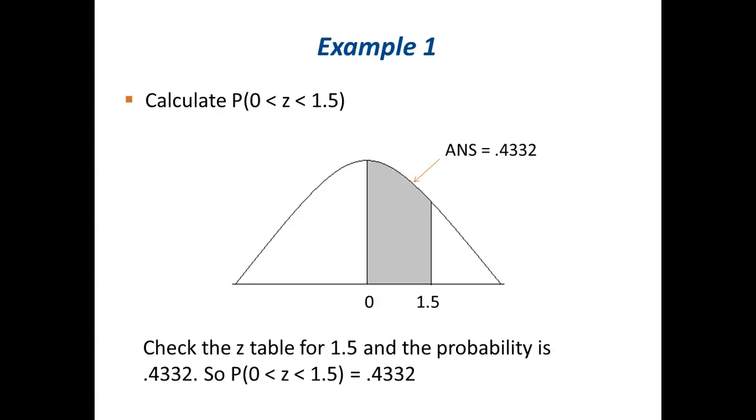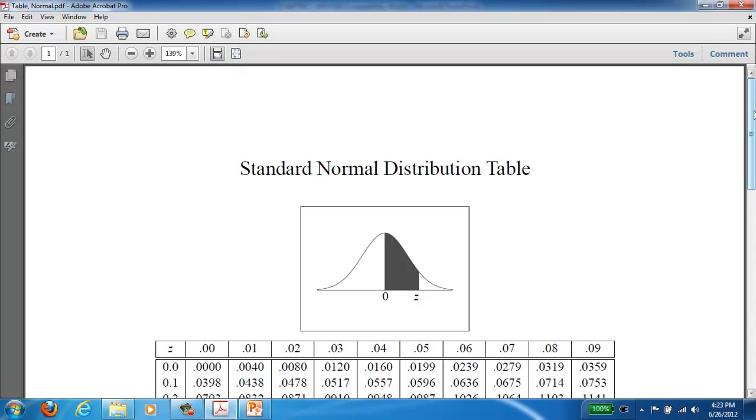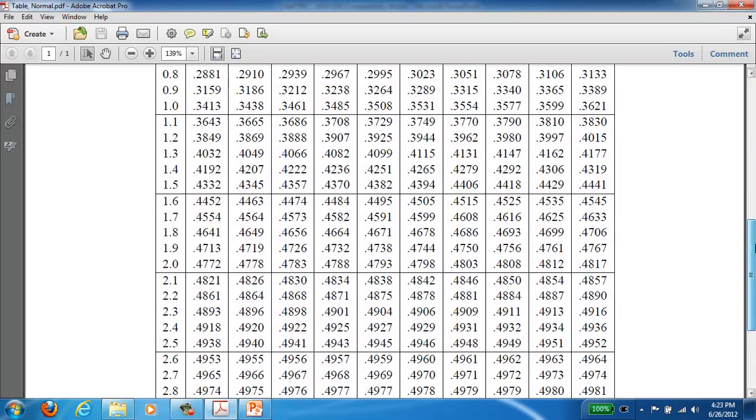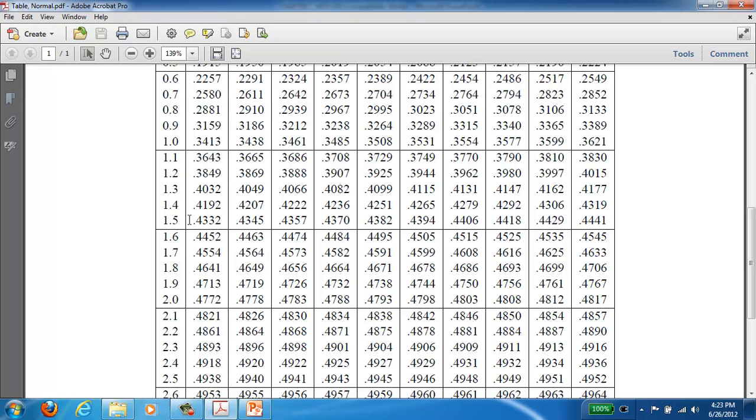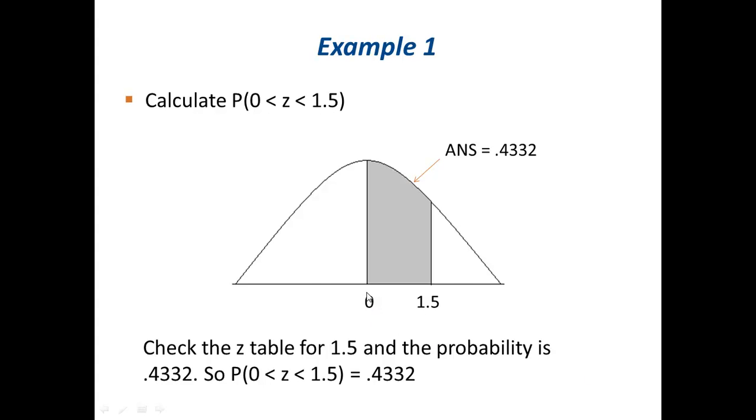So let's see example number 1. What is the probability z to be between 0 and 1.5? In this case we can check the chart. So we have to go for 1.5. If you check for 1.5, this is going to be the probability 0.4332. So if you check from 0 to z or z to negative z, simply you check the table and this is going to be the answer.